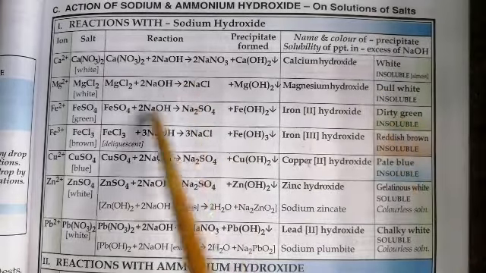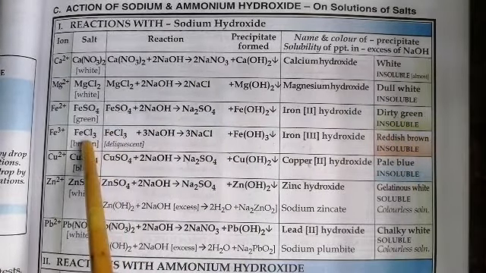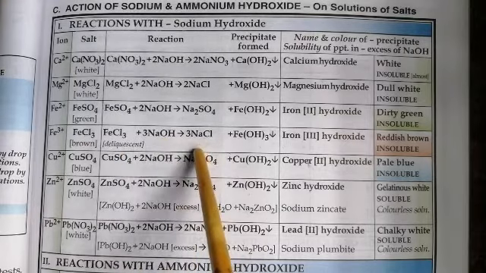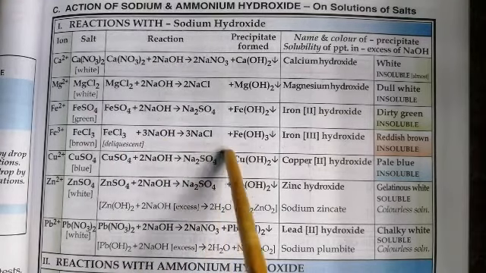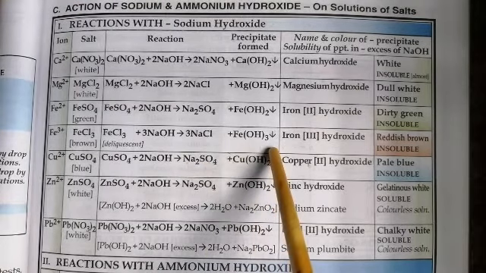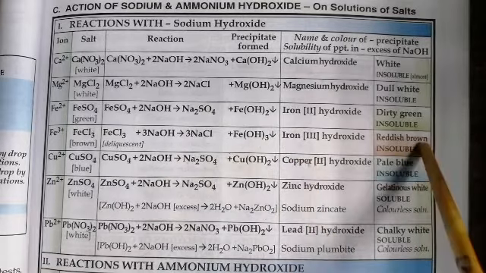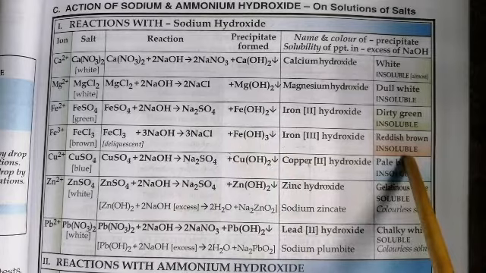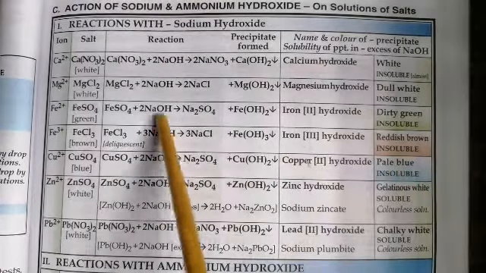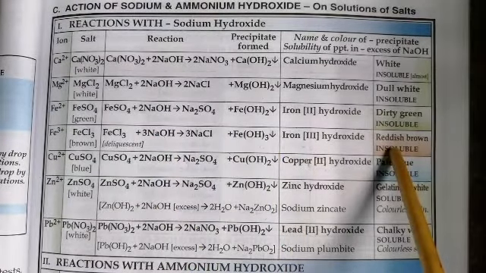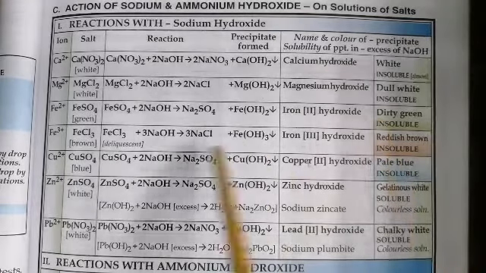And what is the color of the precipitate? Dirty green. Similarly, ferric chloride solution, when reacted with sodium hydroxide solution, gives you sodium chloride solution, which is a clear solution, and a precipitate of ferric hydroxide, which is reddish brown in color. And what is the nature of the precipitate? It is insoluble. That means even if you take excess of sodium hydroxide, ferric hydroxide is not going to dissolve in it, hence it is insoluble.